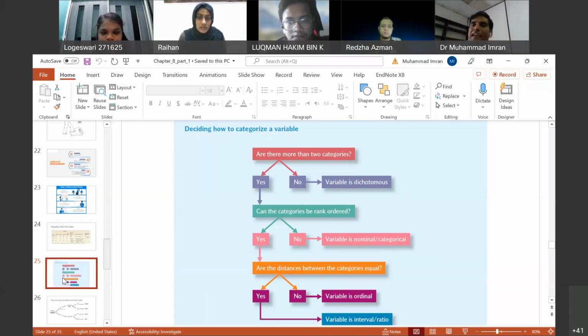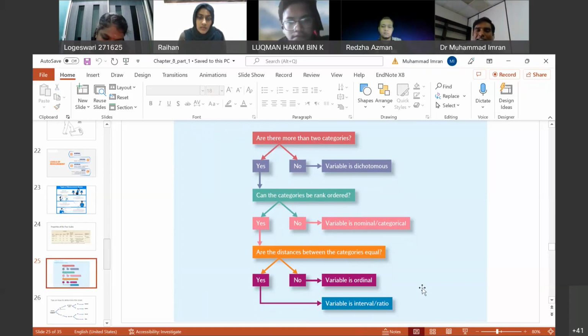But yes, if I can calculate the distance between the two values, then the variable is interval or ratio. Understand? The only difference between interval and ratio is the true zero.